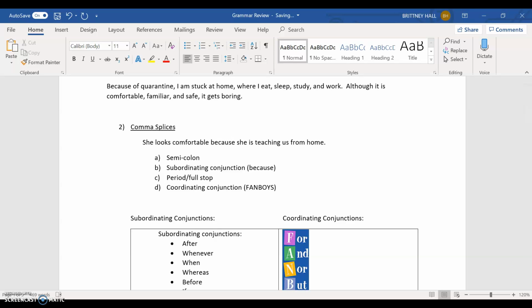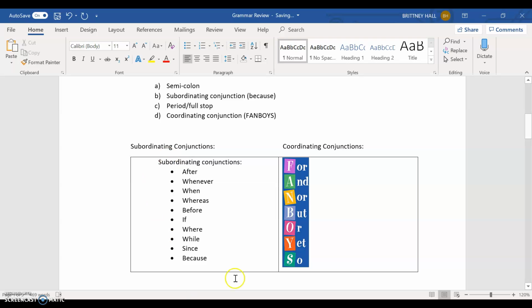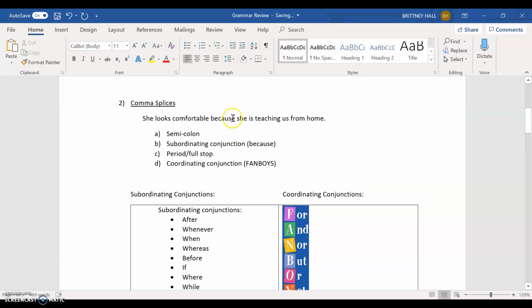She looks comfortable because she is teaching us from home. Subordinating conjunction. Now below, just for your review, I have a list of some common subordinating conjunctions, and so that's an option there. Moving up here, let's move on to C, a period or a full stop. She looks comfortable. She is teaching us from home.